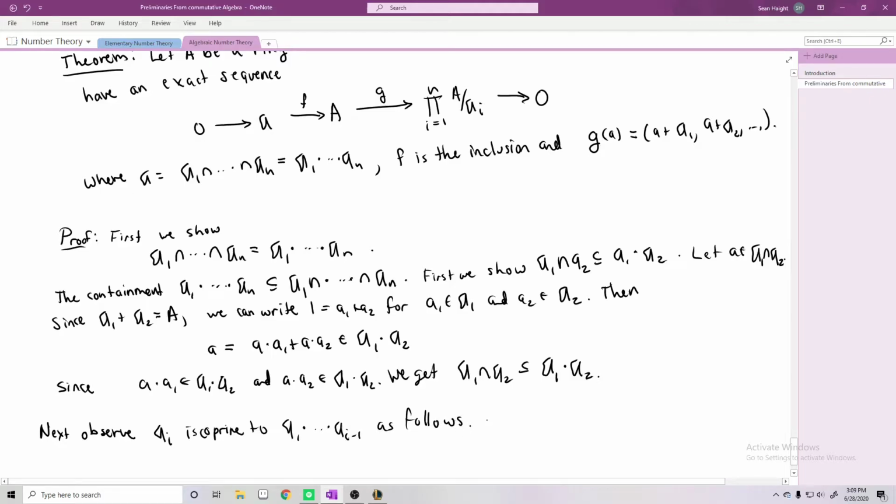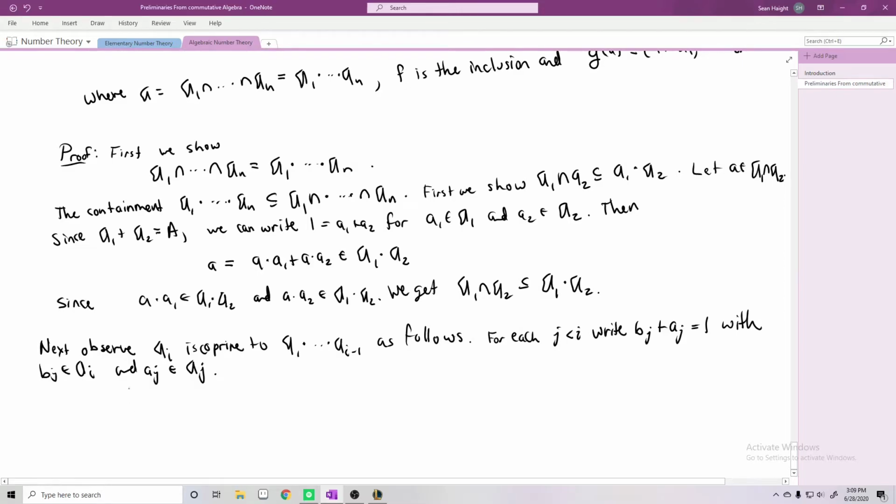Okay. So for each j less than i, we're going to write b sub j plus a sub j equals 1, with b sub j in a sub i and a sub j in a sub j. So for each j less than i, I'm going to pick a b sub j in a sub i and an a sub j in a sub j that sum to 1. It is by the coprimality of a sub j and a sub i that I can do this.